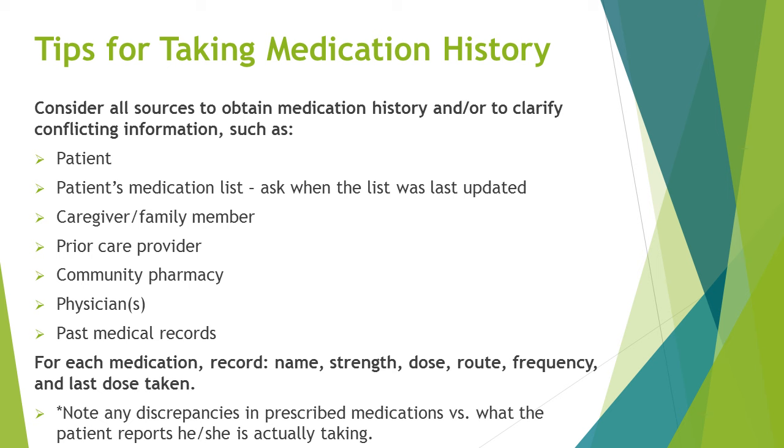The patient might have forgotten something that they're taking. Who their primary health care or prior health care provider was, what they were on, who their pharmacist is, who they go through. That might be helpful. Past medical records, again, tie in with their prior primary care provider. And then, of course, there are things common to everybody: remembering that for each medication, the name, strength, dose, route, frequency, and all that. And then note any discrepancies in prescribed medications versus what the patient reports he or she is actually taking.